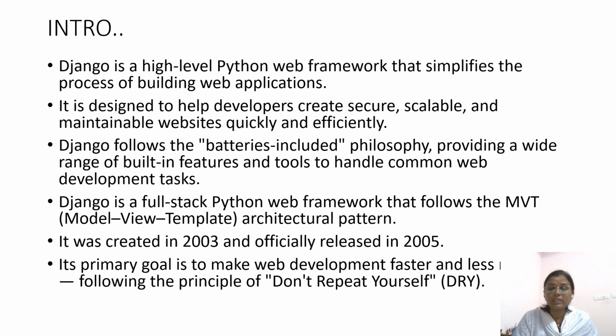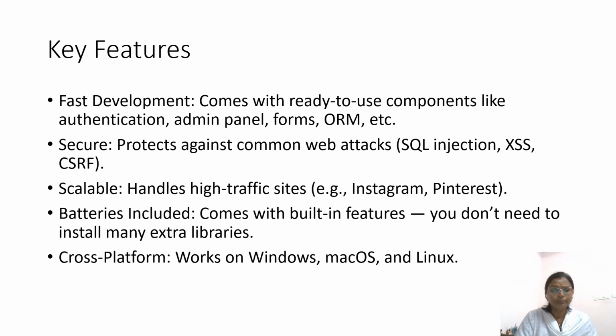Django is a full stack Python web framework that follows the model view template rule. We can see it later. It was created in 2003 and officially released in 2005. Its primary goal is to make web development faster and easier, in very little time. By principle, we can call it DRY, that is, don't repeat yourself. We shouldn't have to repeat ourselves, because it has been automatically coded. So that is what is told in the introduction.